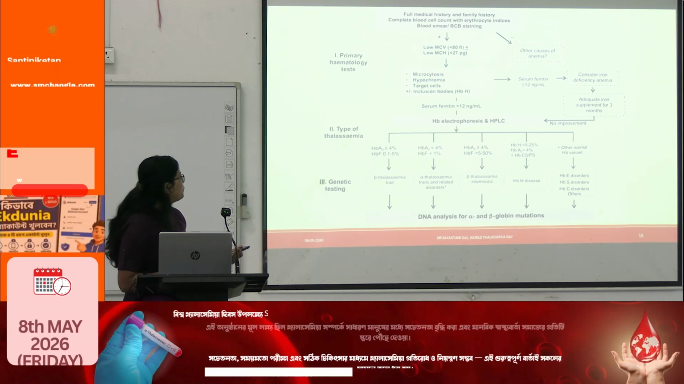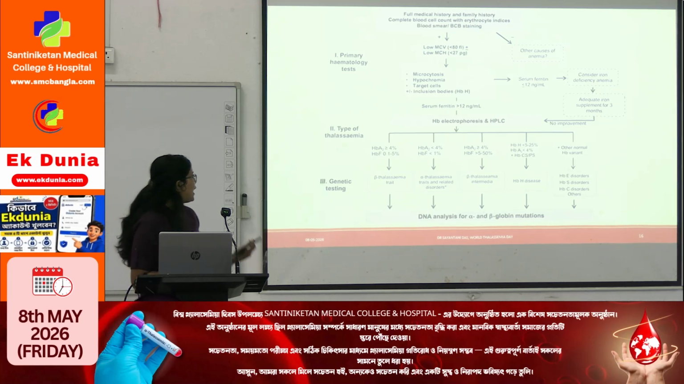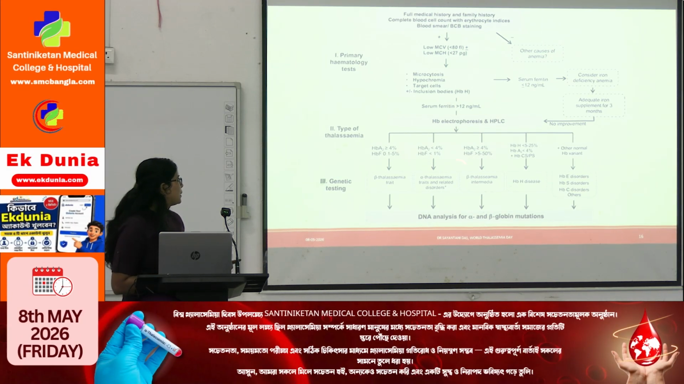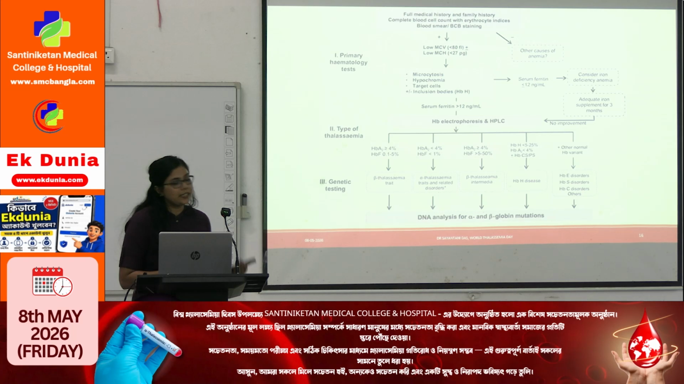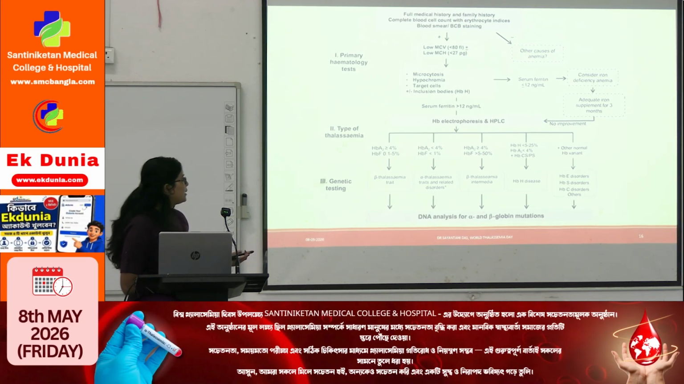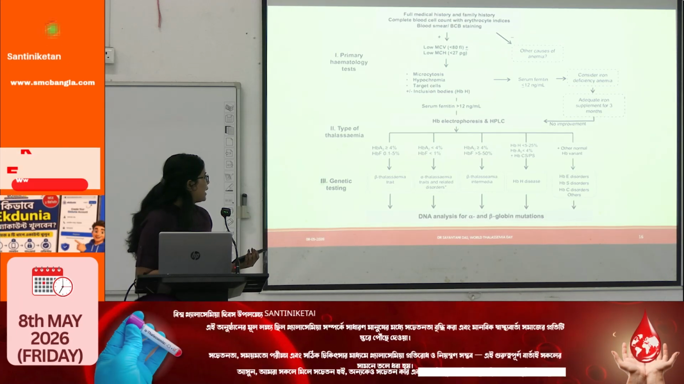If hemoglobin A2 is less than 4% and F is less than 1%, we have to suspect alpha thalassemia traits and related disorders. If A2 is more than or equal to 4% and HbF is 5 to 50%, we have to suspect beta thalassemia intermedia. And if HbH is 5 to 25% and HbA2 is less than 4%, we have to suspect hemoglobin H disease.